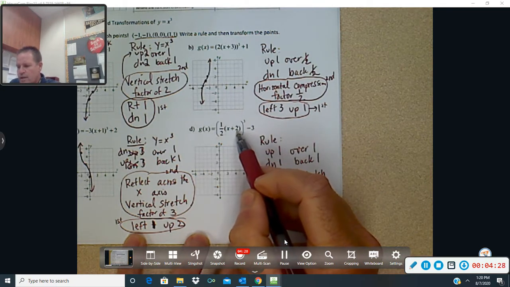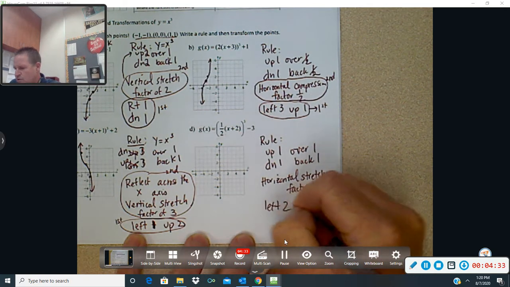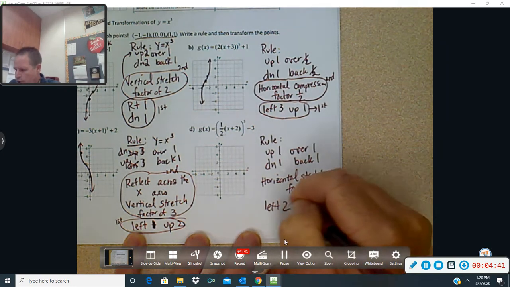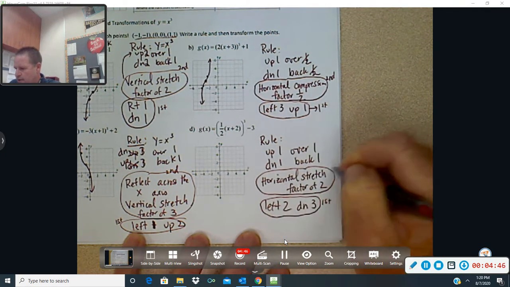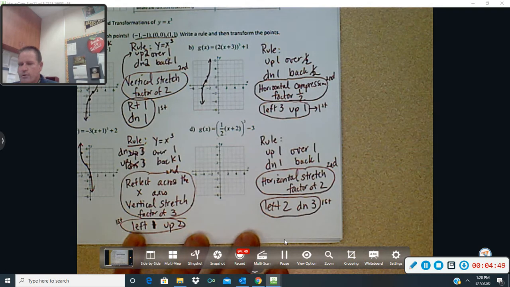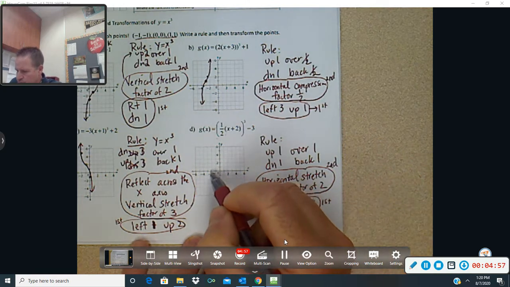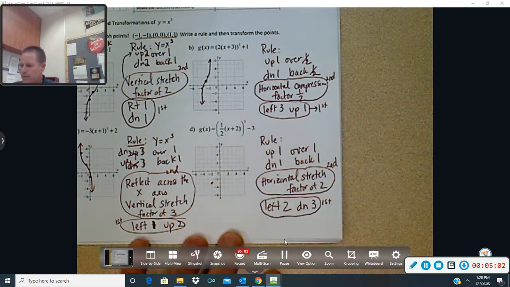So plus 2 here, this is my h, it's a right-left. Plus 2 actually moves us left 2. And minus 3 moves us down 3. Okay, remember, we're going to do that part first. And then we'll do this part second. Okay, so how do we do that? All right, here we go. So we start with moving left 2, 1, 2, and down 3. 1, 2, 3. Okay, so we move left 2 and down 3.